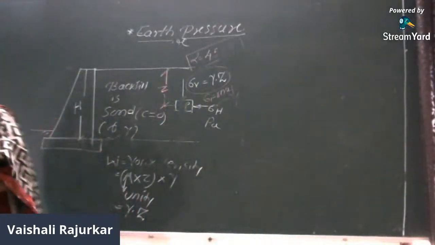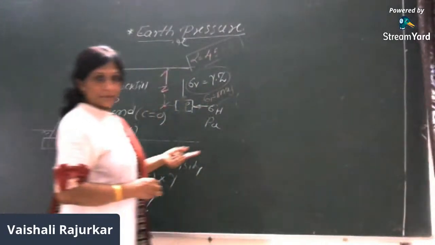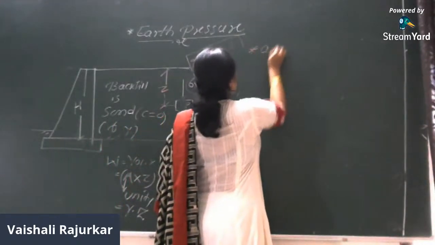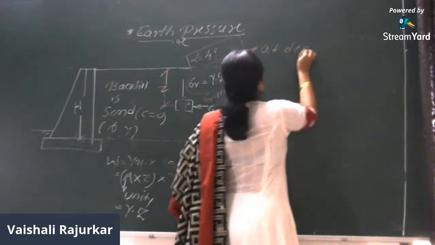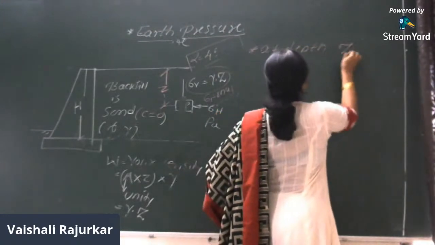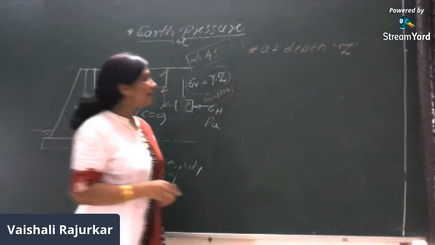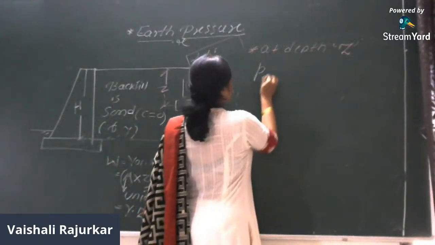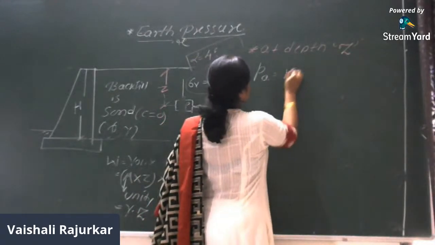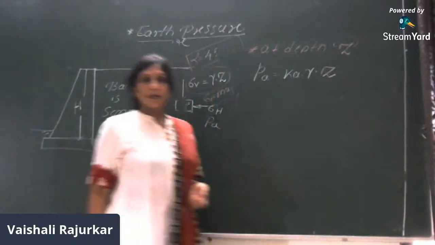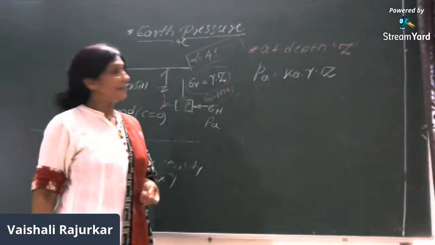And just consider this is Ka. So at depth Z, what is the pressure? Small pa is equal to Ka into gamma into Z.